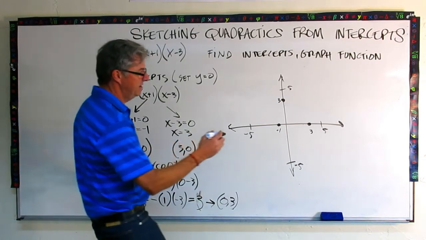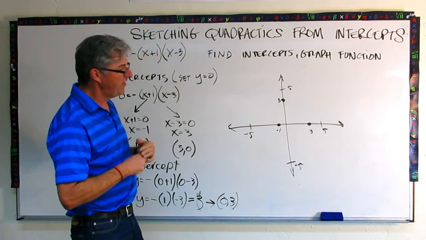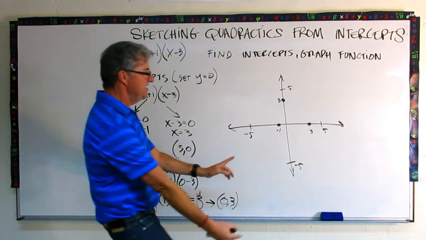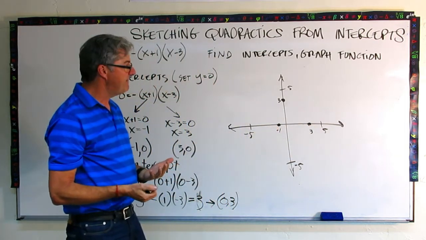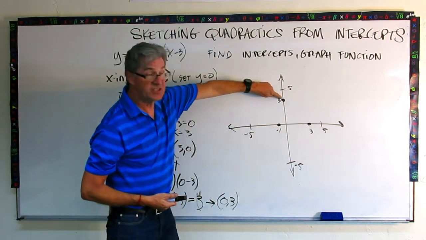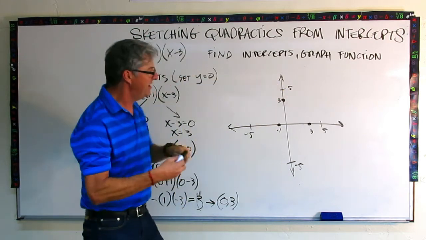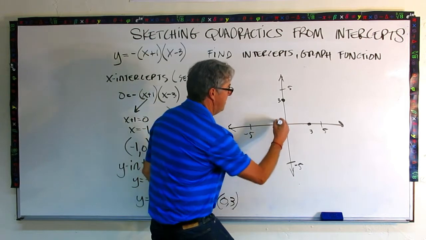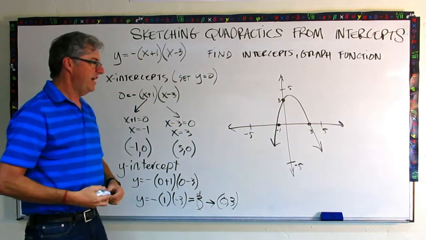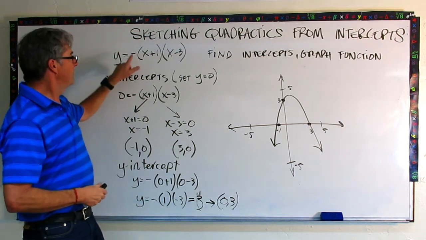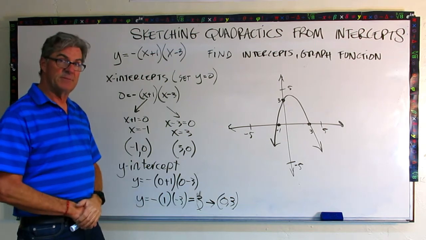So indeed, I can sketch my parabola. Now, before I do that, I want to point out one more thing. The vertex is always going to be halfway between 2 x-intercepts if you have them. So I know the vertex doesn't go through 3. It's going to have to keep rising maybe up to about there. So I'm going to draw it like that. That's a perfectly good sketch for this quadratic equation based on just finding the intercepts.